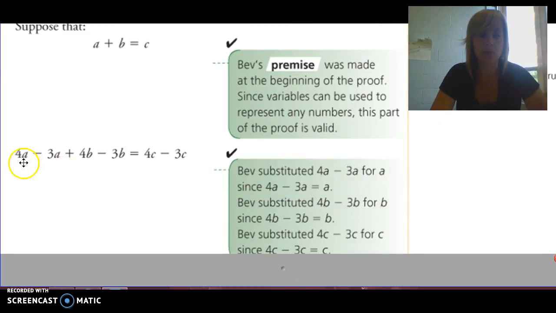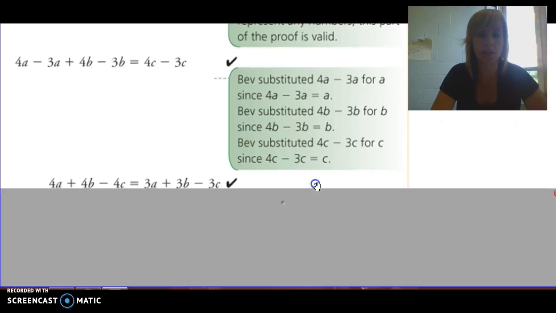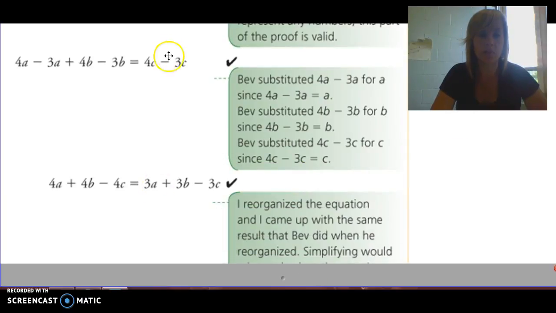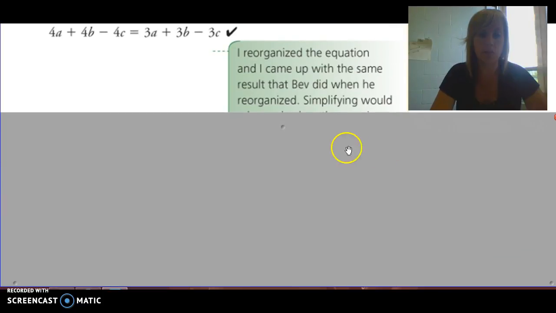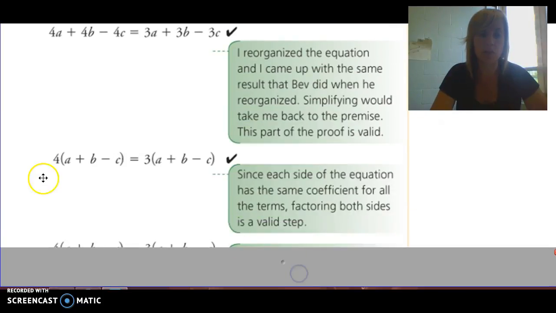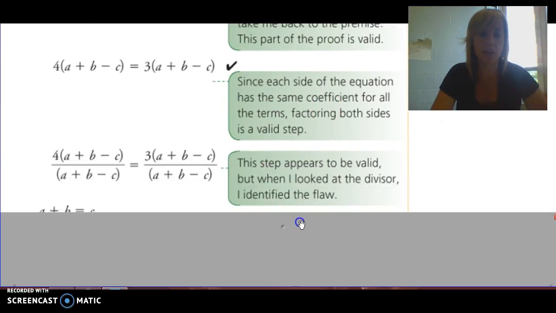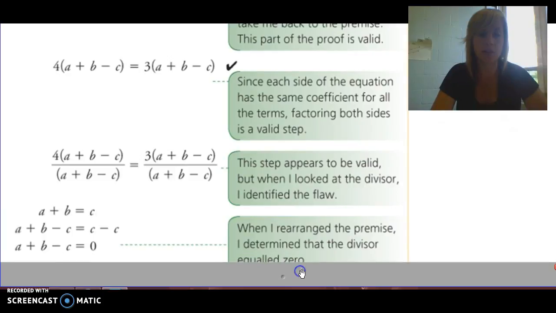Then how she broke it down, 4A minus 3A, that's the same thing as A, and 4B minus 3B is the same thing as B, is equal to 4C minus 3C, which is the same thing as C. So that's okay. We look farther and we organize the 4's onto one side and the 3's onto the other side. And when we get near the end, we've taken out the 4's and the 3's that are common. And this is the part where it falls apart because we're dividing by A plus B minus C.